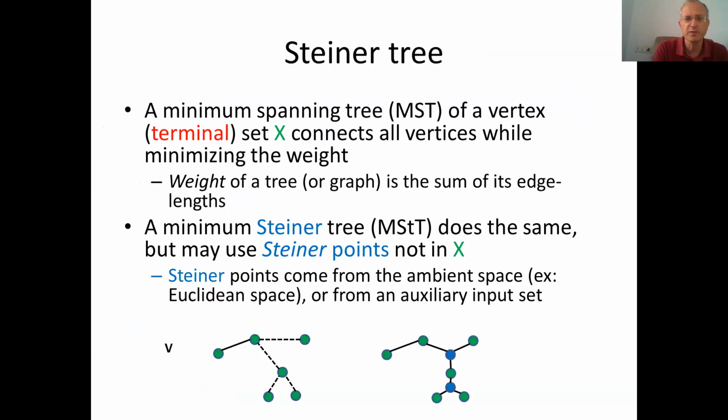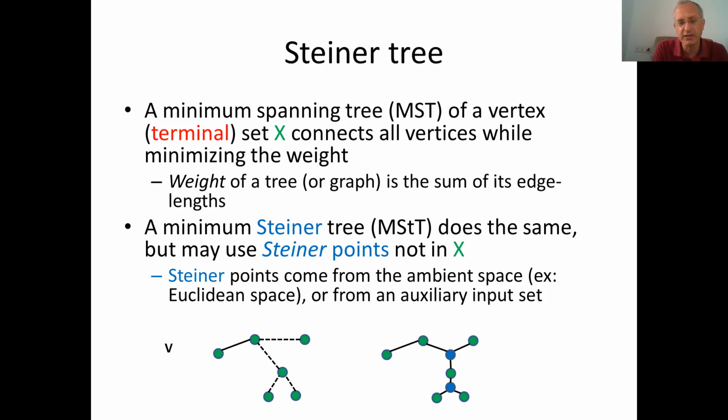Now, as you know, a minimum spanning tree of a vertex or terminal set X connects all vertices while minimizing the weight of the tree, where the weight of the tree is the sum of its edge lengths. Now, a minimum Steiner tree does the same, but it may use Steiner points that are not in X. Where do these Steiner points come from? They could come from the ambient space. For example, if we're in Euclidean space, they could come from all the points in Euclidean space, or they could come from an auxiliary set that's also inputted into the data.